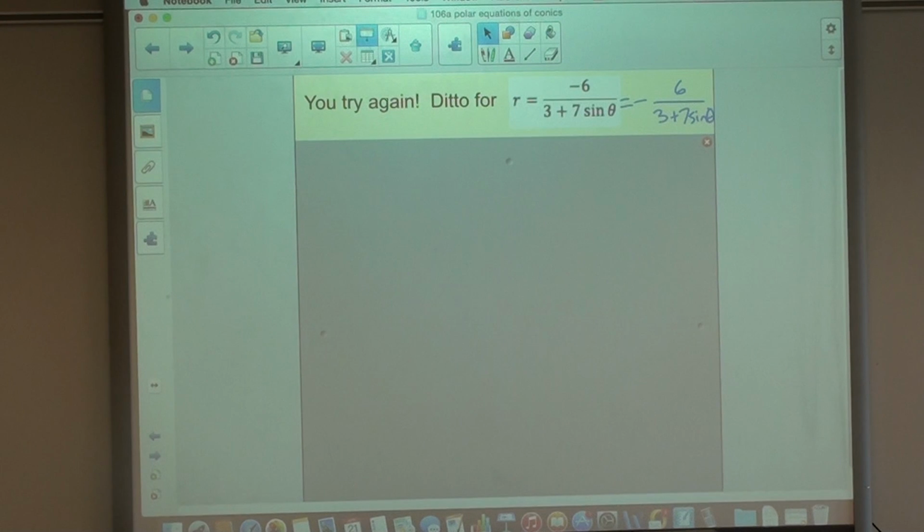Wait, is the negative reflection over the x-axis? Yes, although it's weird because this is polar. You might have to do a theta axis. It's just going to reverse the whole thing because all of your radii will be opposite sign.